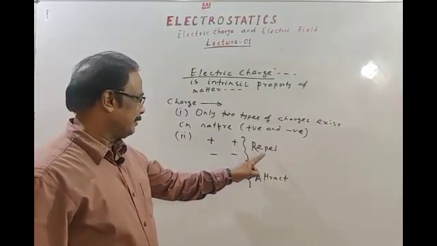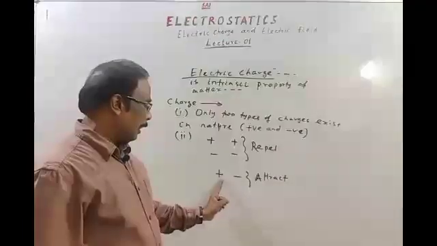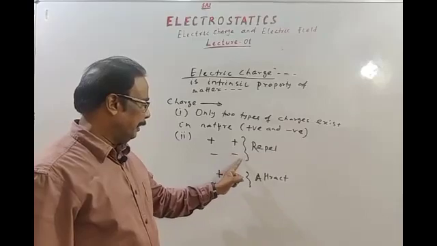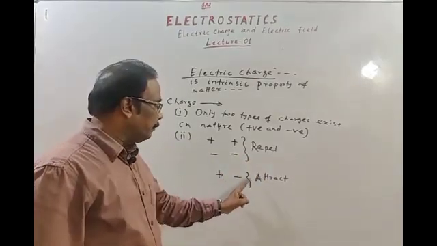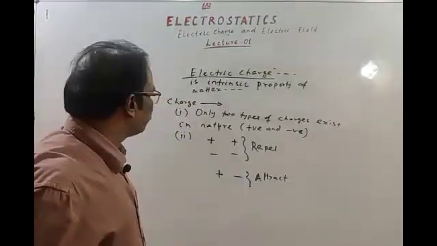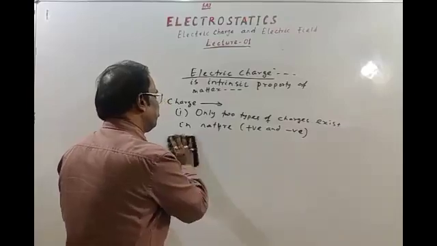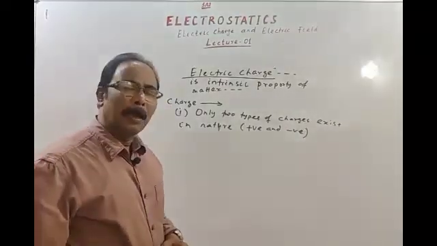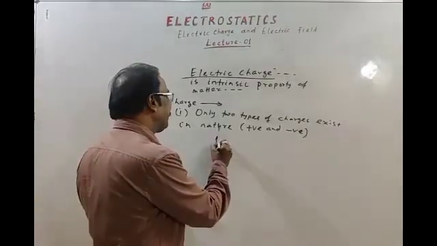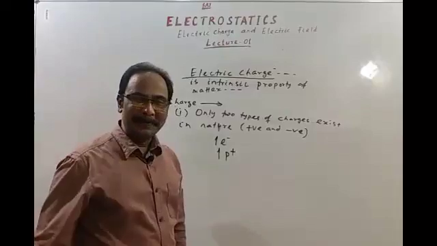Similar charges repel and dissimilar charges attract. Similar, positive-positive or negative-negative, repel each other, and positive and negative attract each other. Okay. Then about charge, some other points. Conventionally, the name of negative charge is electron. Okay, and the name of positive charge is proton.